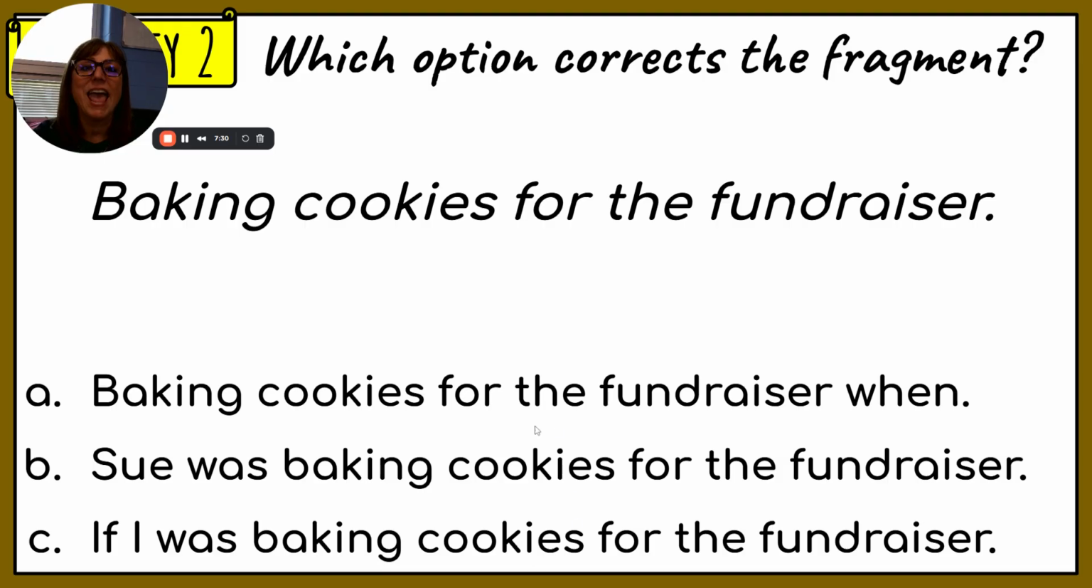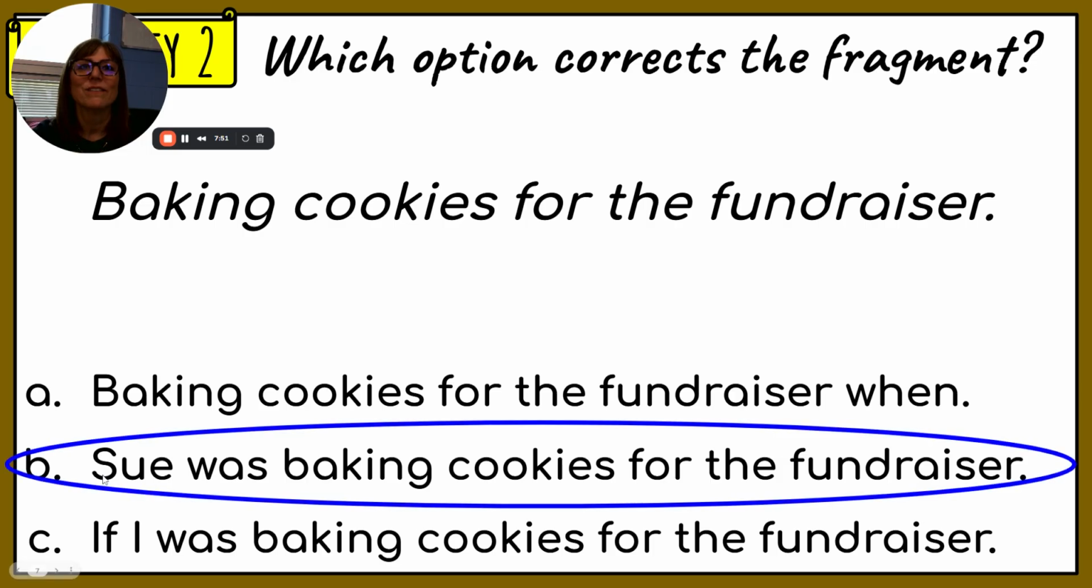So is it A, baking cookies for the fundraiser when? Does that add a subject? Or B, Sue is baking cookies for the fundraiser. Or C, if I was baking cookies for the fundraiser. Which one completes the fragment? Sue. Sue is the subject that completed the fragment.